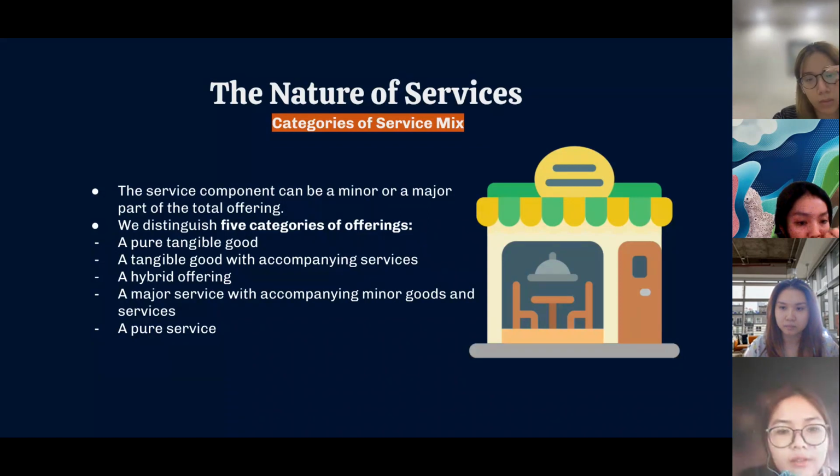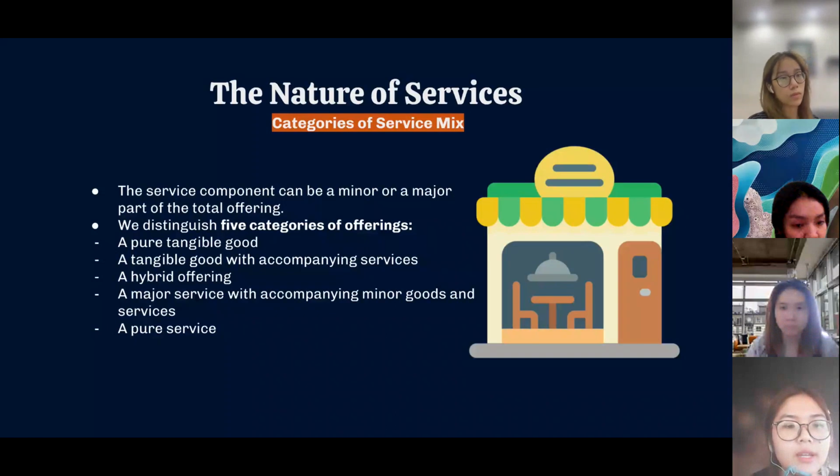For example, you go to a coffee shop. The fourth one is the major service with accompanying minor goods and services, like air travel with supporting goods such as snacks and drinks that are offered while you experience the air travel. And the last one is the pure service, primarily intangible, for example, babysitting, psychotherapy, or massage.